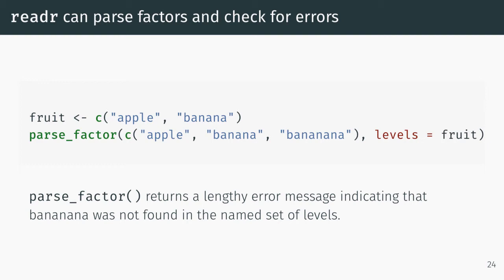readr can also parse factors and check for errors. So we have a factor, let's see. We're making apple and banana levels of a factor, and we're parsing this as if it were a factor. And the levels are only these two levels that exist. There's a lengthy error message saying that banana was not found in the named set of levels.